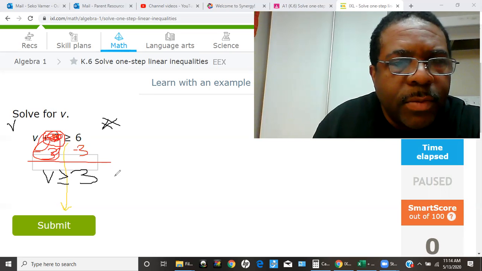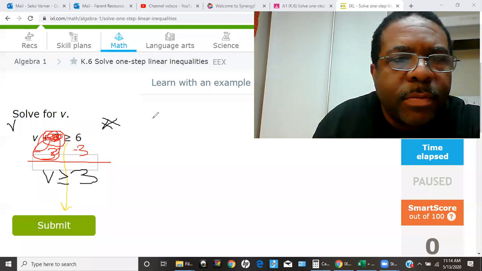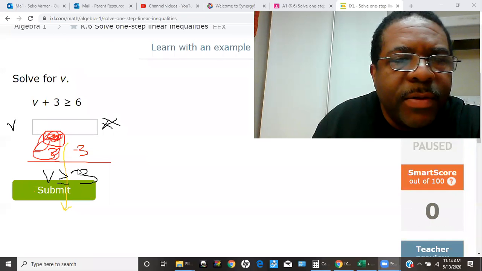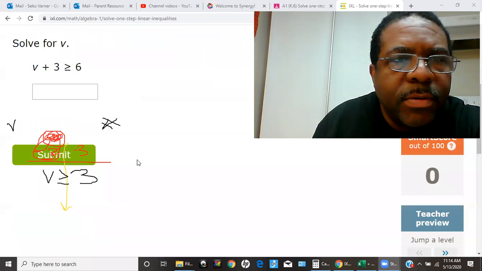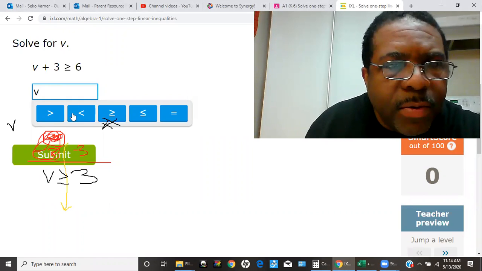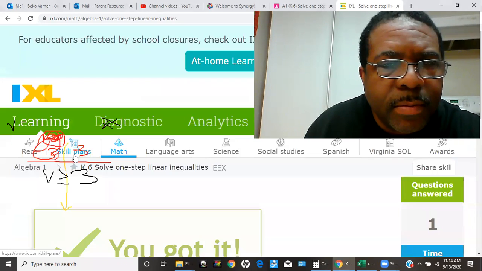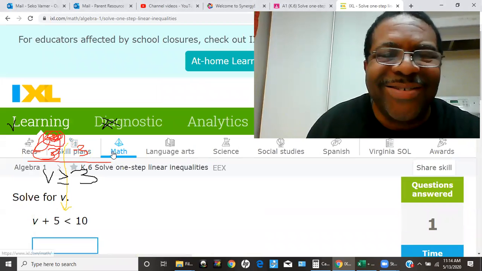So our answer is going to be V is greater than or equal to 3. So type in V, and then you use these tools, and we're going to use the greater than or equal to tool, and then we'll type in 3, and let's see what happens. You got it. Okay, good.